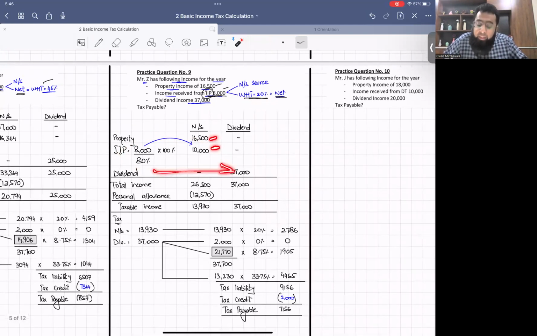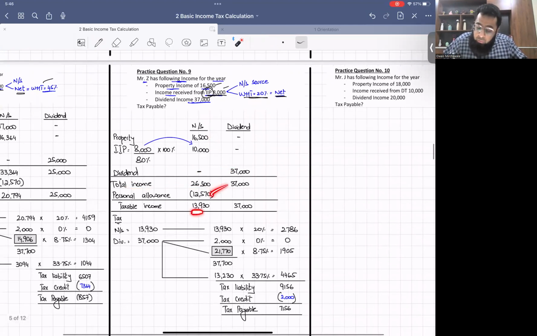16,500, 10,000, dividend goes in dividend. Add up all of them, arrive at total income, adjust the allowance to get the taxable. Now just look at the tax bands. Just look at the tax band and the things are simple.